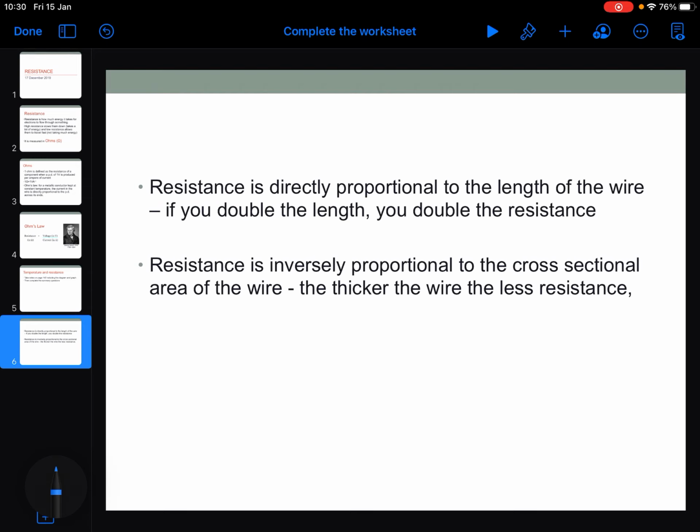Resistance is directly proportional to the length of the wire. If you double the length, you double the resistance. Resistance is also inversely proportional to the cross-sectional area of the wire. The thicker the wire, the less resistance. So the way you can think about this is in terms of corridors at school. If you have a long corridor, it's going to take twice as much energy as a short corridor to get down. That's fairly logical. If you have a wide corridor, you will be able to travel much faster with all your classmates than you would if you were down a narrow corridor where you're all bunched together.